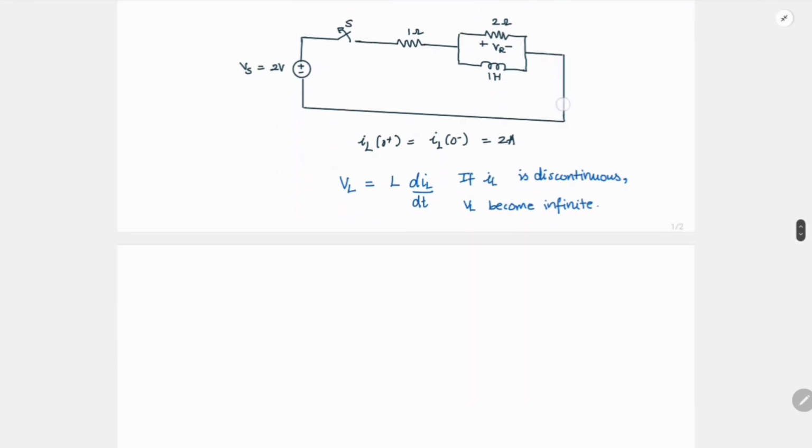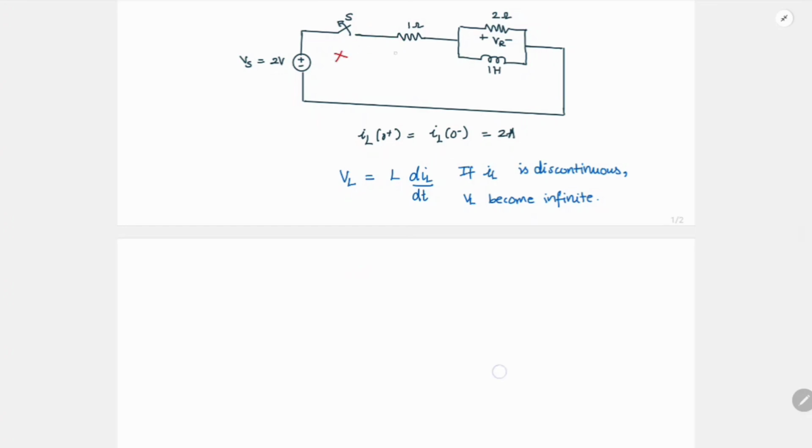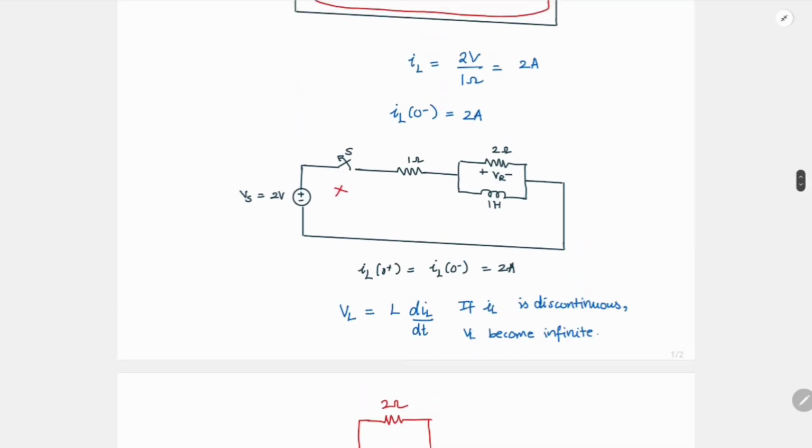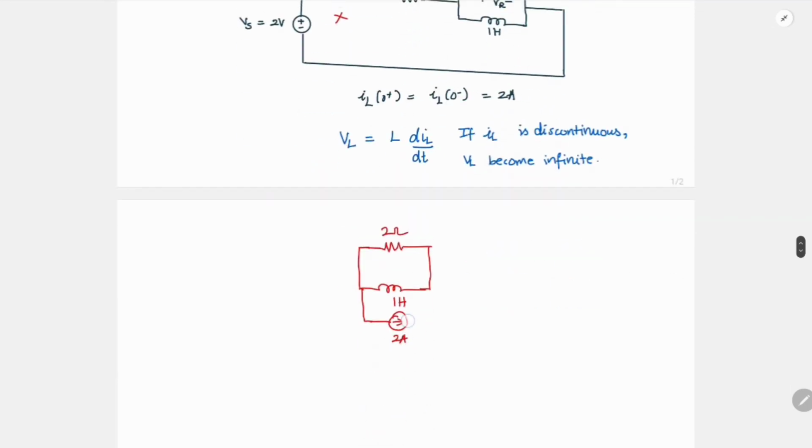So then we can model this as follows. This part of the circuit is not going to affect anything for us. So we only have this resistor of 2 ohm and this inductor of 1 Henry, and at t equal to 0 plus it is carrying a current in this direction of 2 ampere, right? So this is nothing but your inductor which we have modeled for t greater than 0.